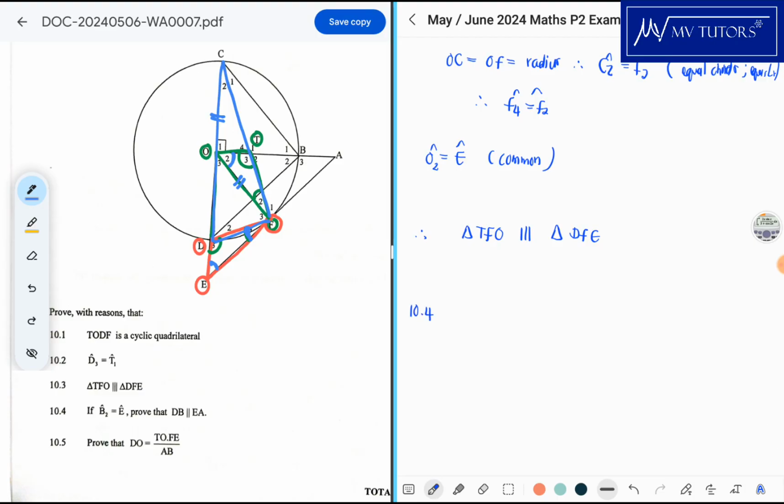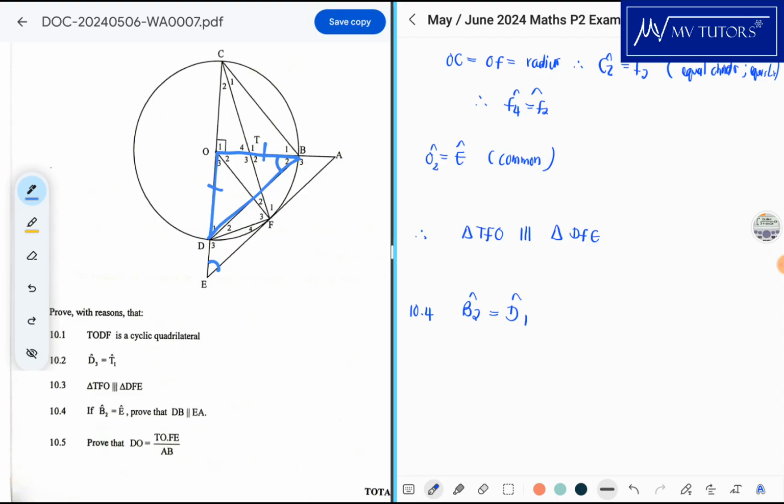10.4, now it says, okay, let's remove everything so that we can see clearly. So it says, if B2 is equal to E, prove that DB is parallel to EA. All right, so I know that B2, just by looking at this triangle, is equal to D1. And why is that?